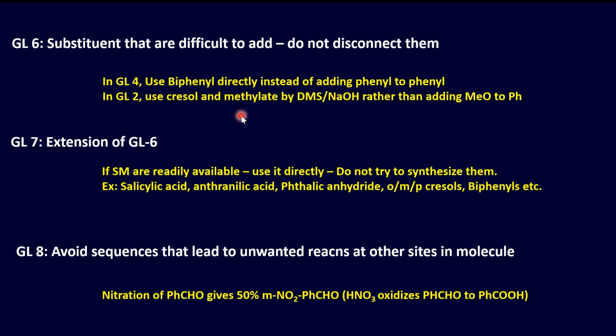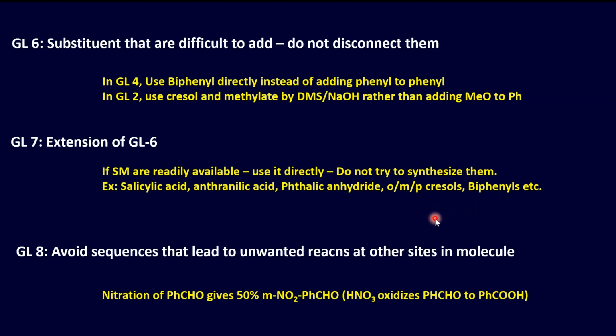Guideline 7 is the extension of guideline 6. There are many starting materials which are available in the market. When they are available in the market, do not try to synthesize them in our laboratory. Purchase it and use it, like salicylic acid, anthranilic acid, phthalic anhydride, ortho, meta and para cresols, biphenyls, etc.